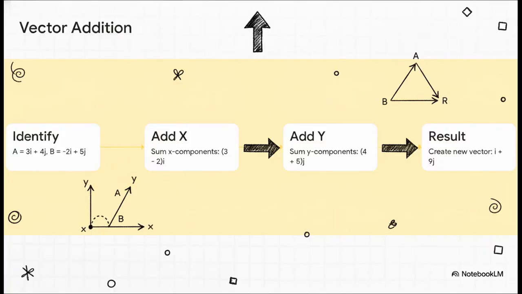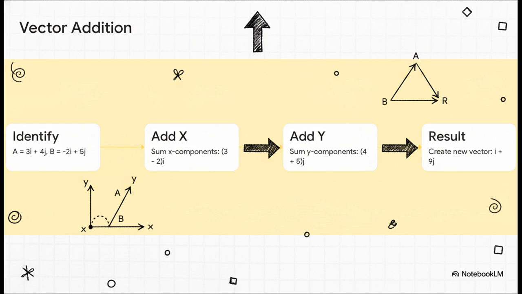Let's walk through the mathematical rigor we expect at the university level for basic vector operations, specifically component addition. Think about this step-by-step process. Say we have vector A as 3i plus 4j and vector B as negative 2i plus 5j. To add them together, we just independently sum up the x components.